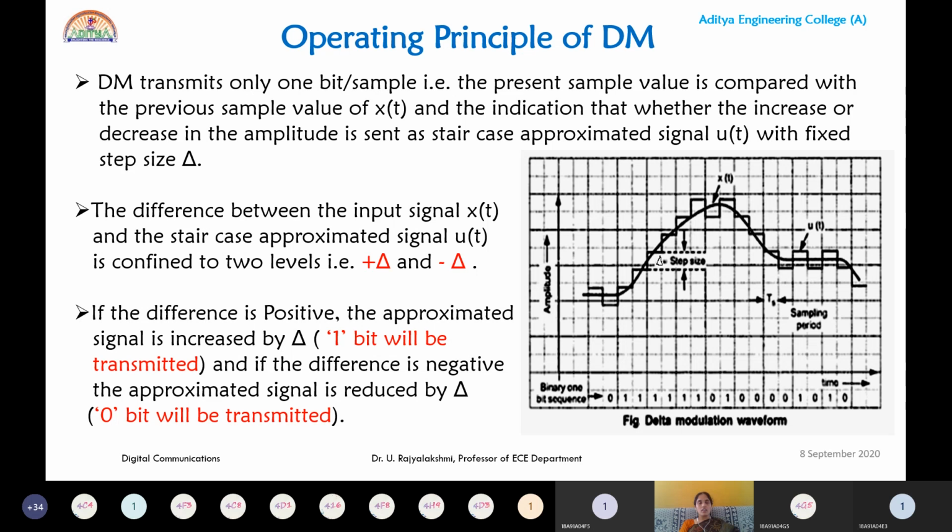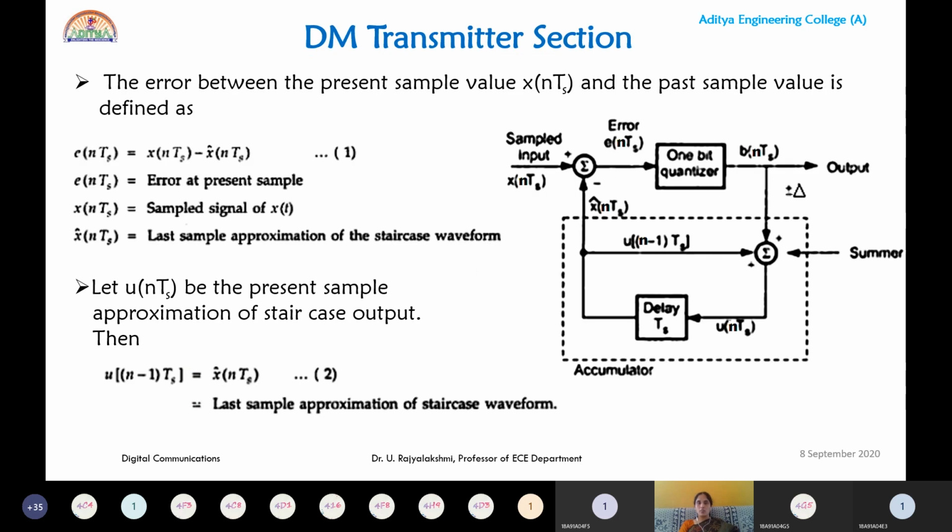In the case of PCM, we have the A to D conversion process, so we make use of a sampler, quantizer and encoding section. But in the case of DM, we can simplify that circuit. We can simplify the circuit of PCM by replacing the A to D converter just by a 1 bit quantizer, and in the feedback section of the DM transmitter, an accumulator is used. You can see that if you observe the transmitter block diagram. Please, all of you observe the transmitter block diagram.